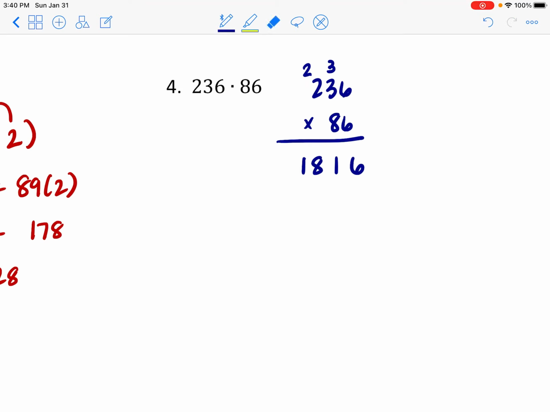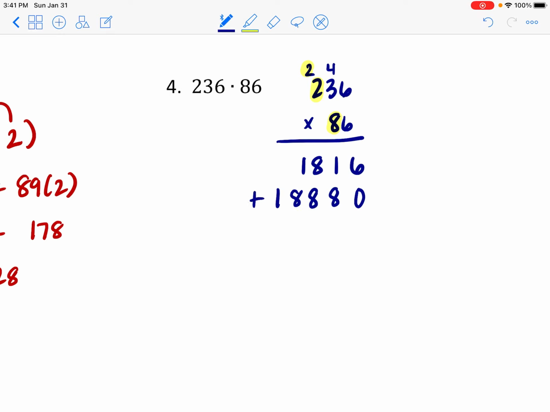And now we're going to go to our next row. We're going to put in a 0 so that now we can multiply the 8. 8 times 6 is 48. So we're going to have an 8, and we're going to carry a 4. And then 8 times 3 is 24. 24 plus 4 is 28. So again, we're going to have an 8, and we're going to carry a 2. And then lastly, 8 times 2 is 16, plus the 2 is 18. And so 18 comes here.